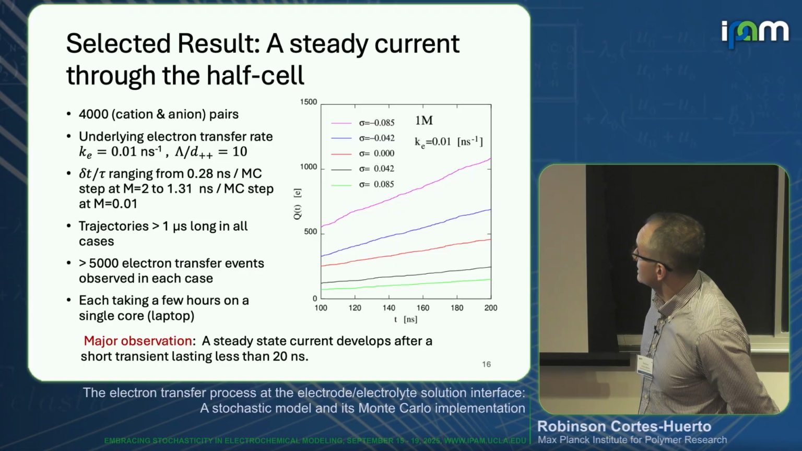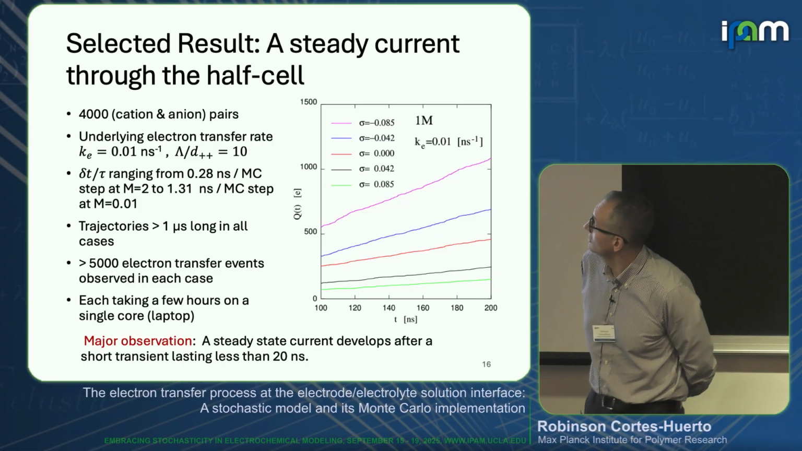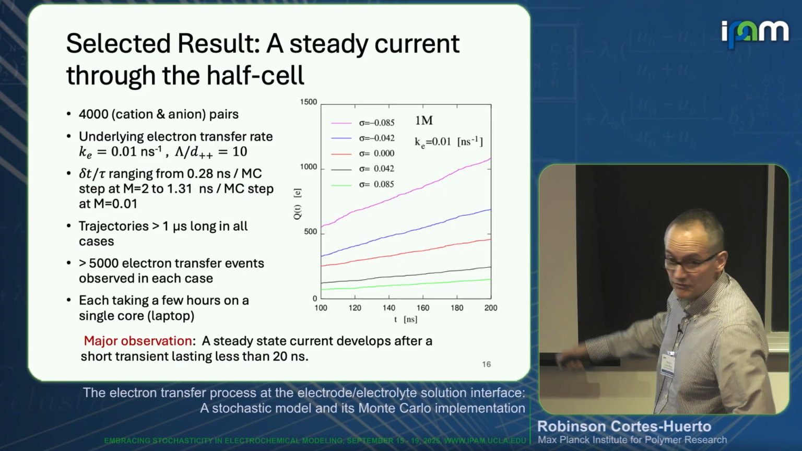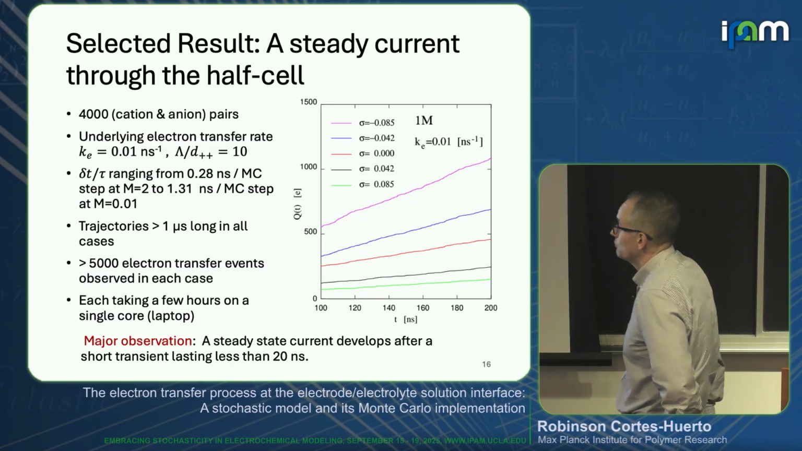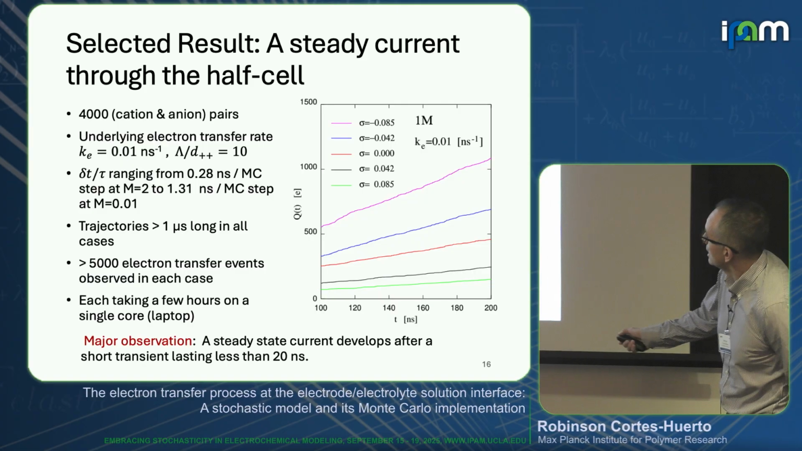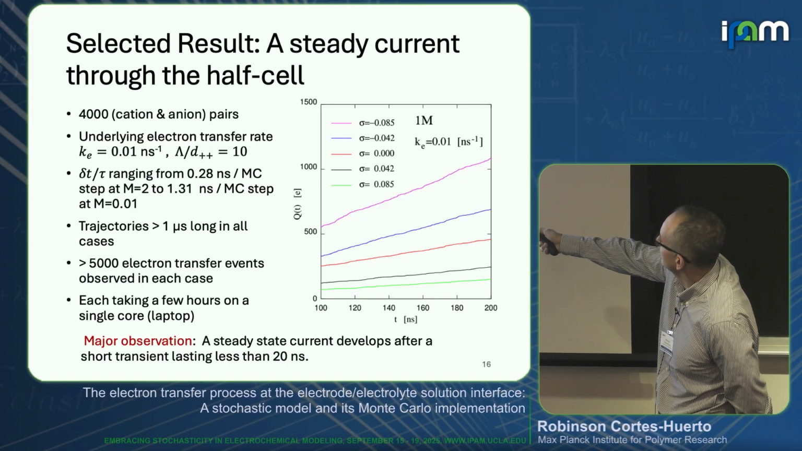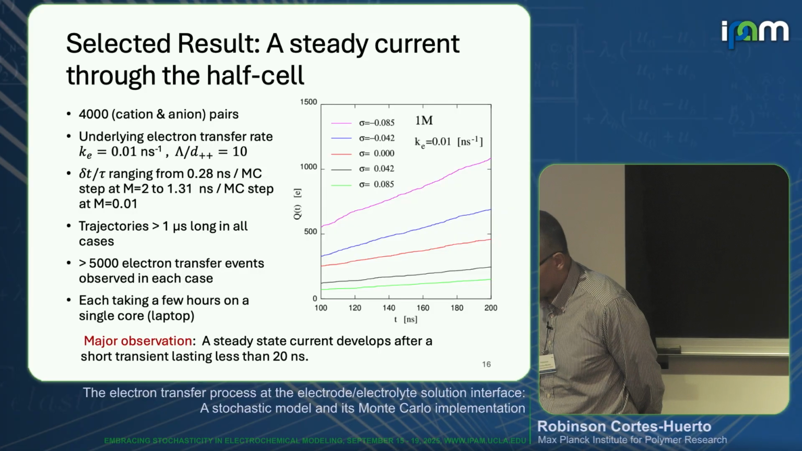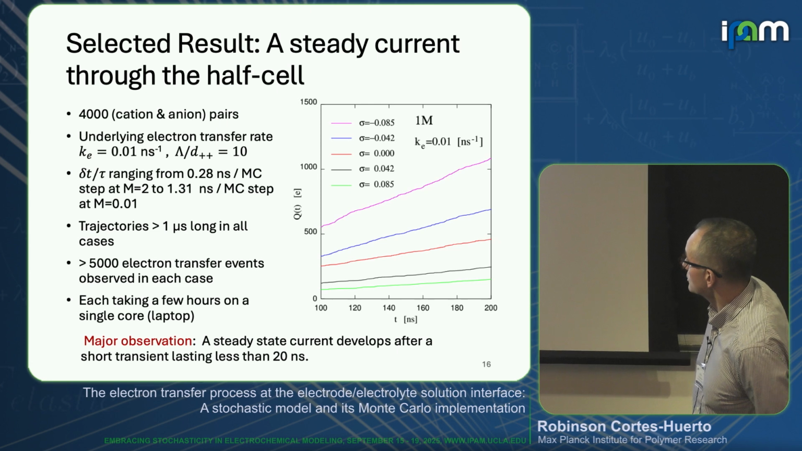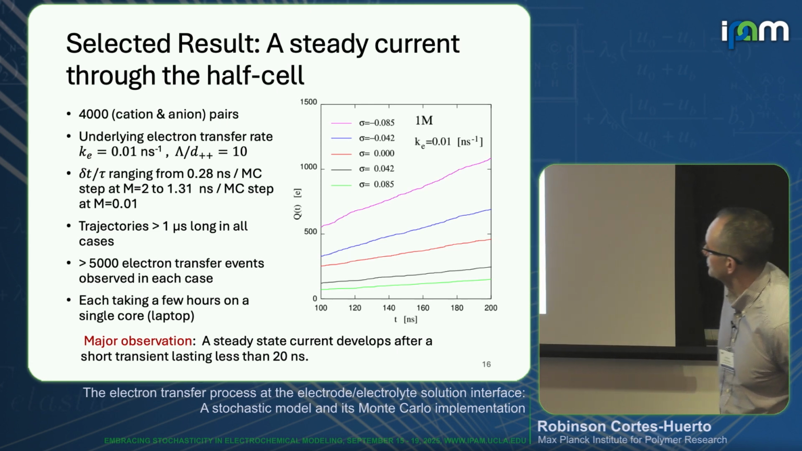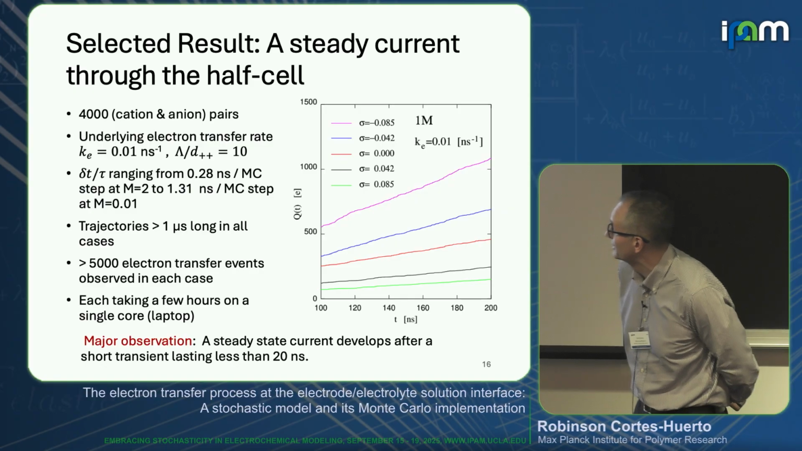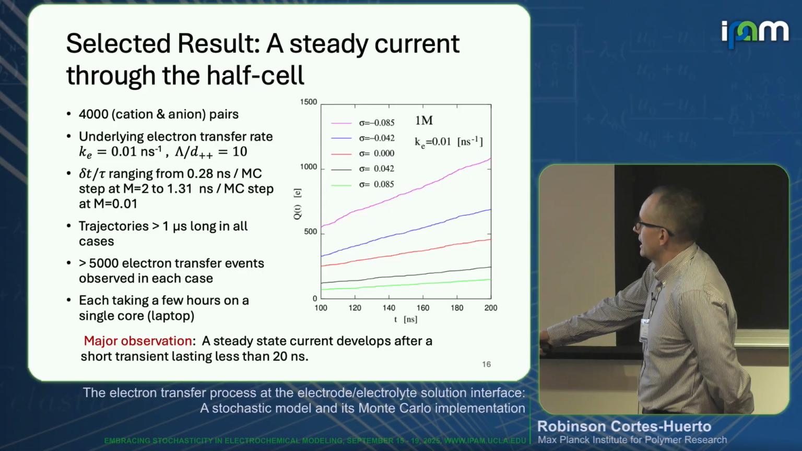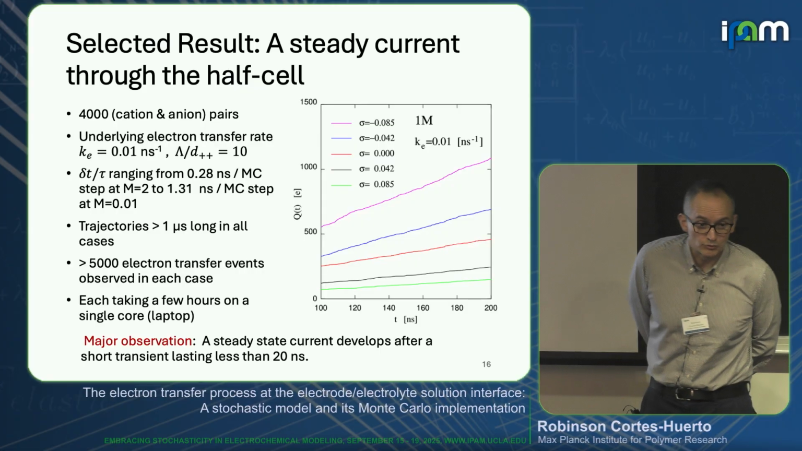So one result here is we have a steady current through the half cell. Here we compute the number of electrons that have been transferred to the electrolyte as a function of time. We see that this is growing with the charge of the surface. The more negative the charge, the more intense this effect becomes. I will save some time not discussing the simulation details; we can discuss them later if you want. This steady current forms after a short transient, which lasts around 20 nanoseconds.